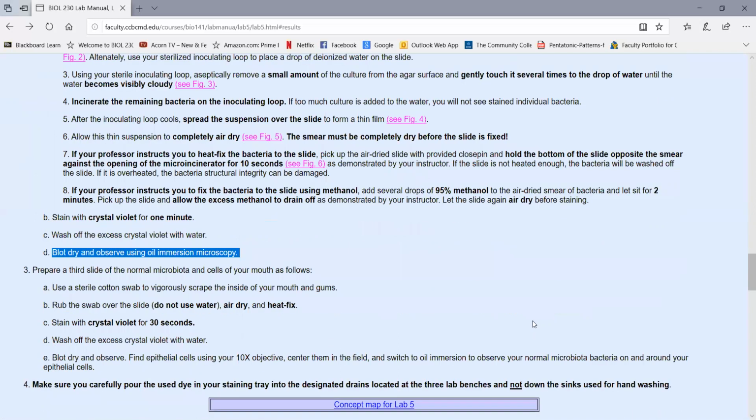And again, once you get it into focus and you have a good area where you can actually see the shape and arrangement, then you can call me over and you'll get marked off for that slide.